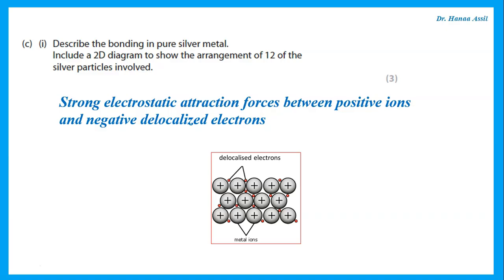This is a metal. Remember, metals are made up of regular rows of positive ions surrounded by a sea of delocalized electrons. But when we're asked to describe the bonding, that is metallic bond. Metallic bond is strong electrostatic attraction forces between positive ions and negative delocalized electrons.